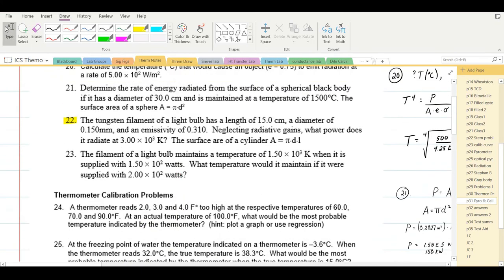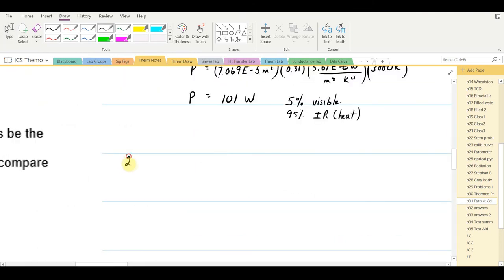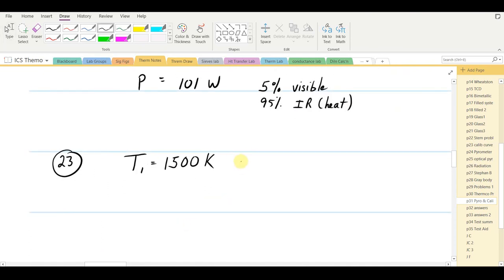All right, problem number 23. We're told the filament of a light bulb maintains a temperature of 1500 Kelvin when it is supplied with 150 watts of power. What temperature would it maintain if it were supplied with 200 watts of power? That sounds too easy. Let me write that down. 23. I'll say T1 is 1500 Kelvin, and that's P1, power is 150 watts. T2 is, well, what would that be if the power increased to 200 watts?